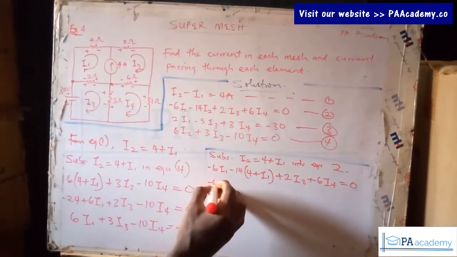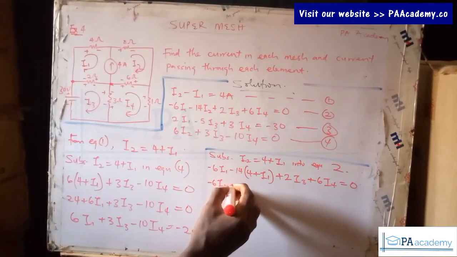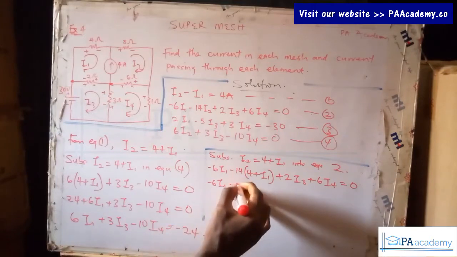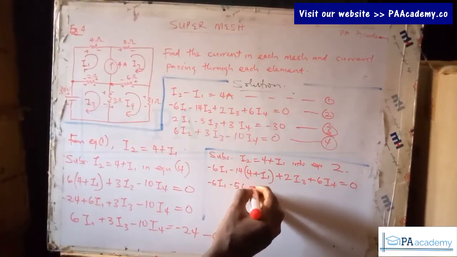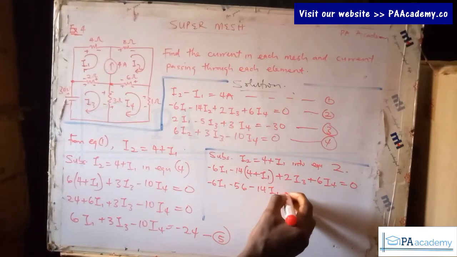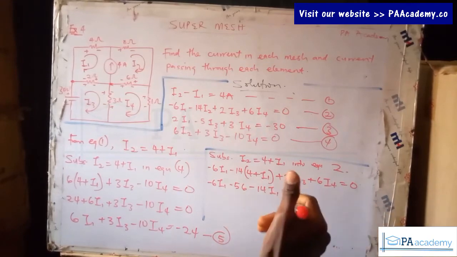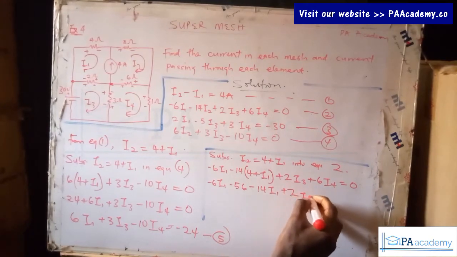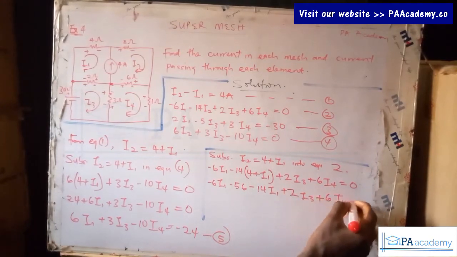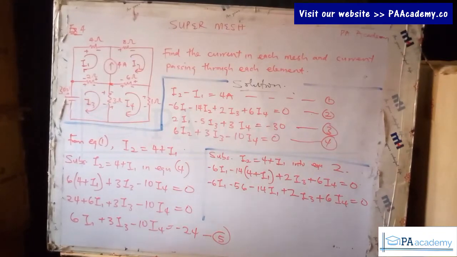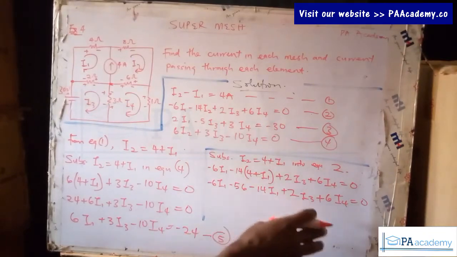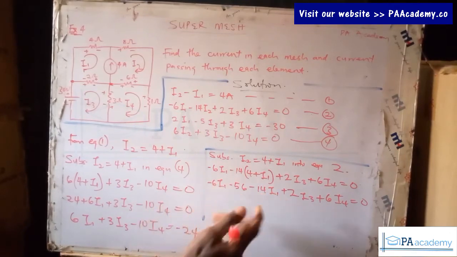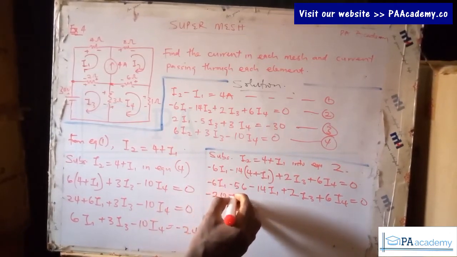So that is minus 6I1, and then minus, 14 multiplied by 4 gives us 56, so minus 56, then minus 14I1. If you are still following, please give the video a thumbs up so I know that you are still following at this point. Then plus 2I3 plus 6I4 equals 0. Alright, let's rearrange everything so that it looks neat. We have minus 6I1 and then minus 14I1, so that will give us minus 20I1.